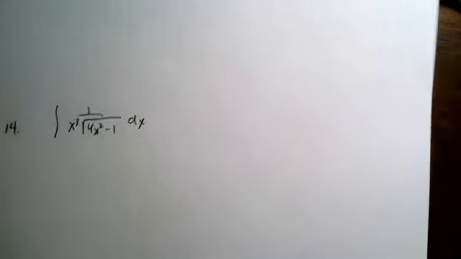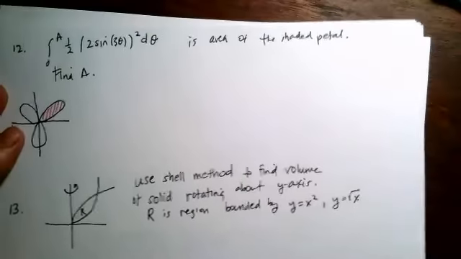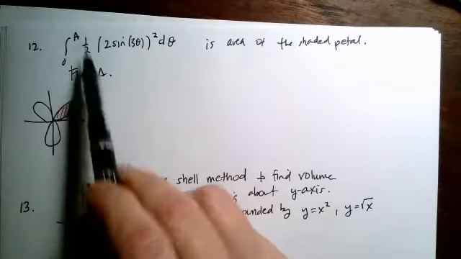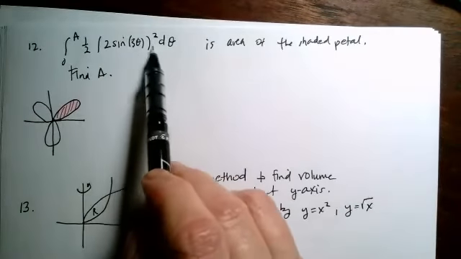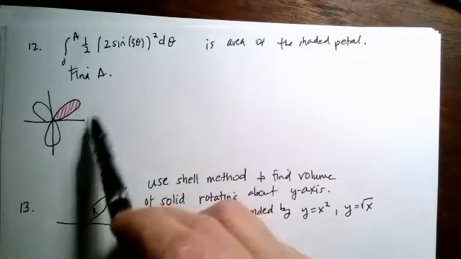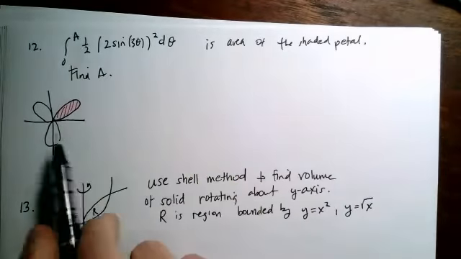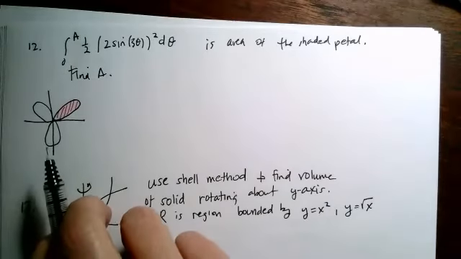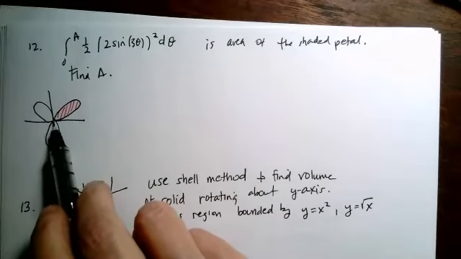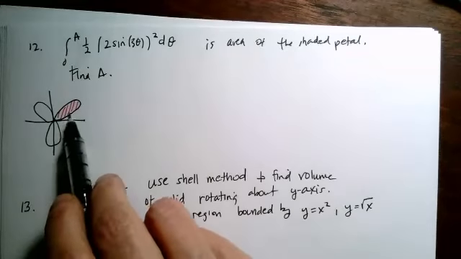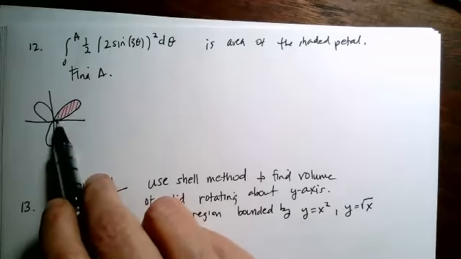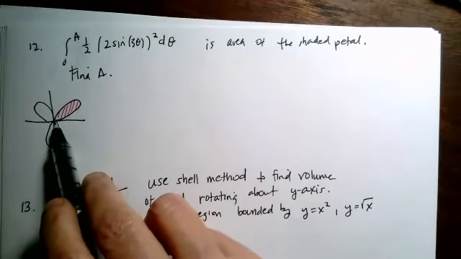Okay, number 12. The integral from 0 to a of 1/2 of 2 sine 3 theta squared d theta is the area of this petal. So what is the upper limit of integration? What's the value of r? We start out down here, we come up this petal and then come down. What is the value of r when we come back down? It's 0.